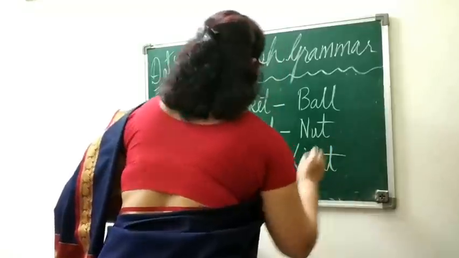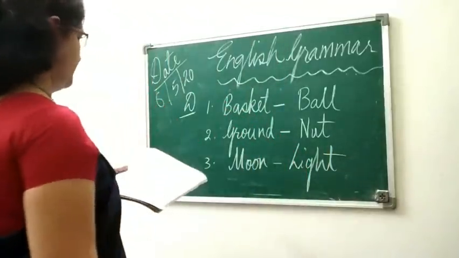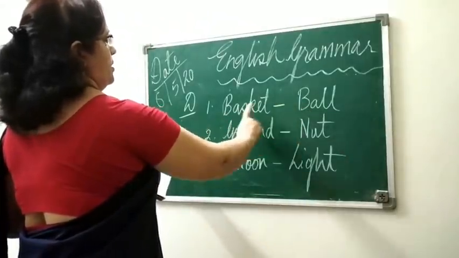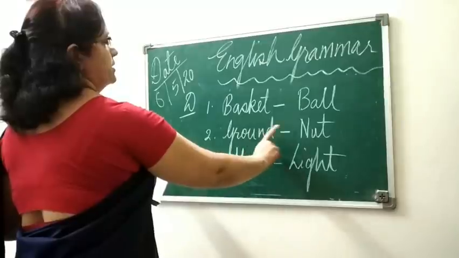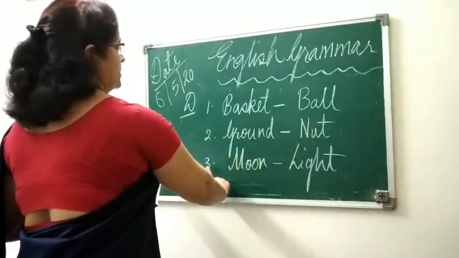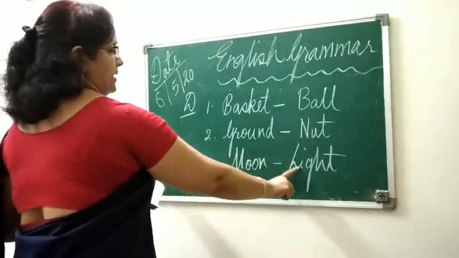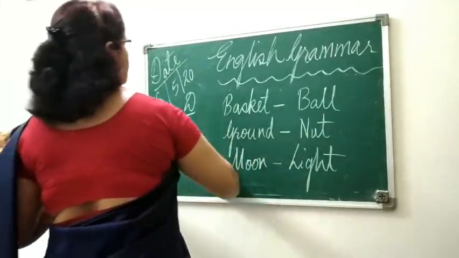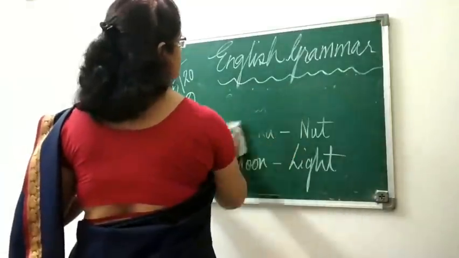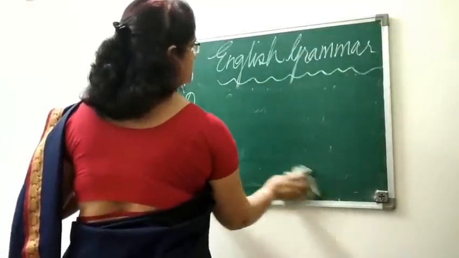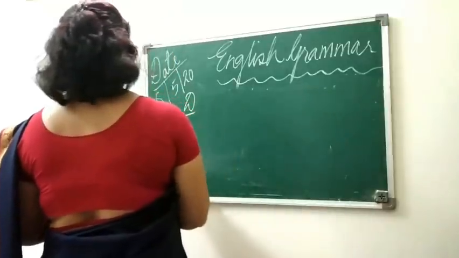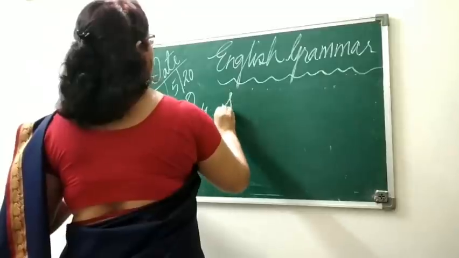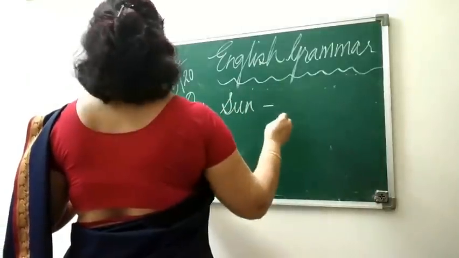L-I-G-H-T. Moon, light. First one is basket, ball. Second one is ground, nut. Third one is moon, light. Okay, children? Now, let's see the fourth one. Fourth one is sun, shine.